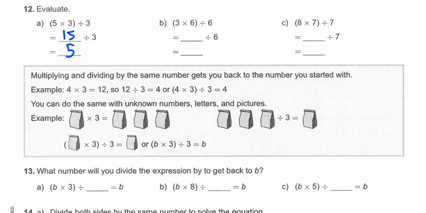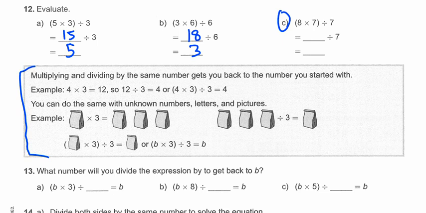3 times 6 is 18. 18 divided by 6 is 3. And you'll notice a pattern happening there. It gives us some instruction here. Multiplying and dividing by the same number gets you back to the number you started with.